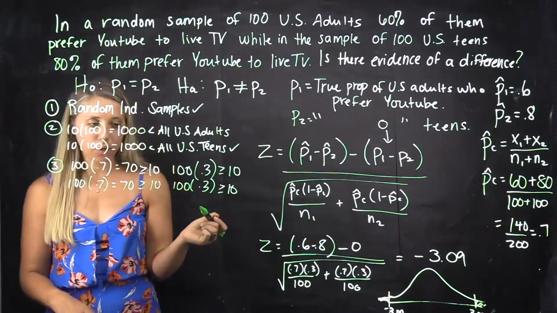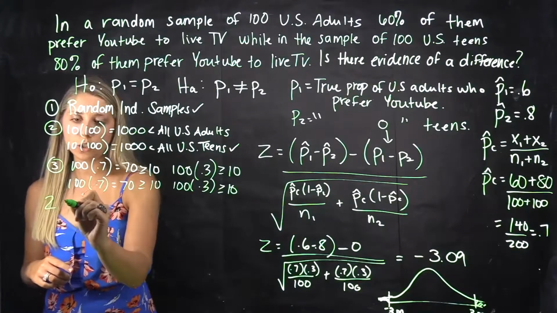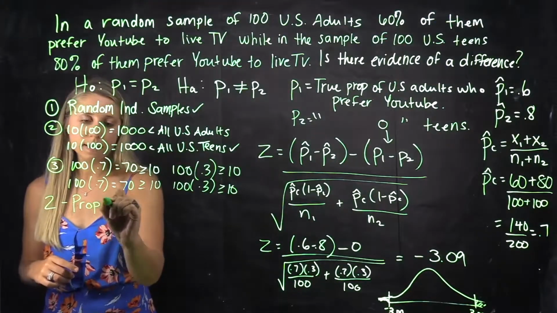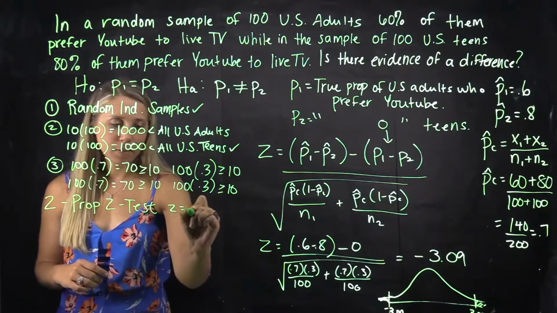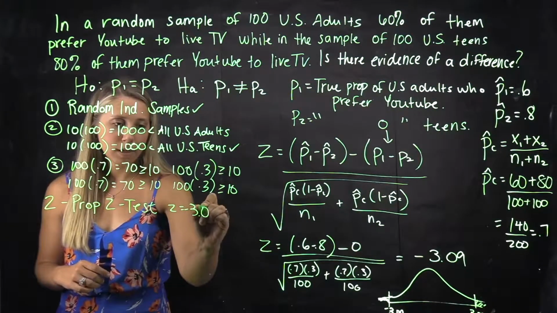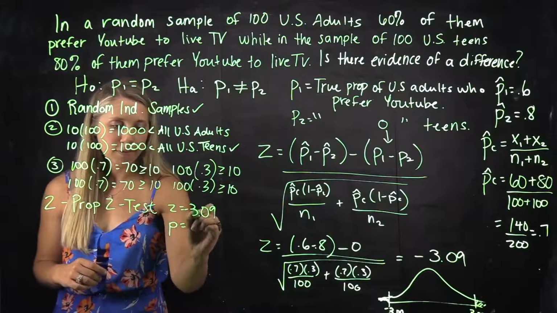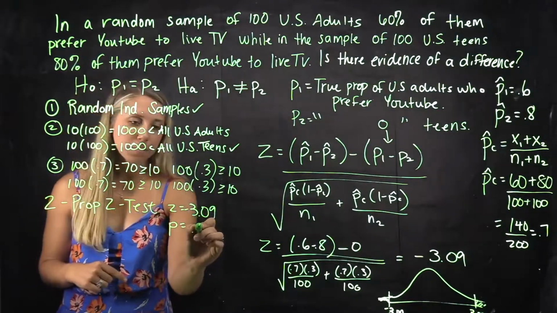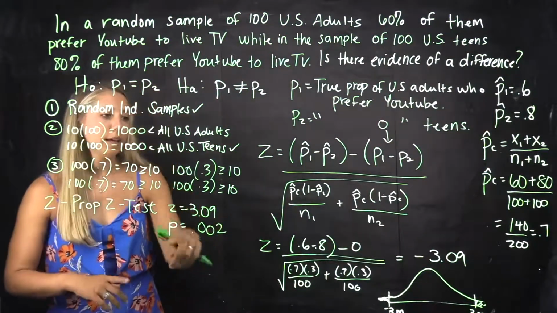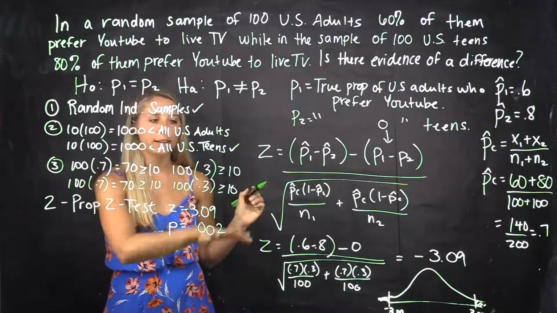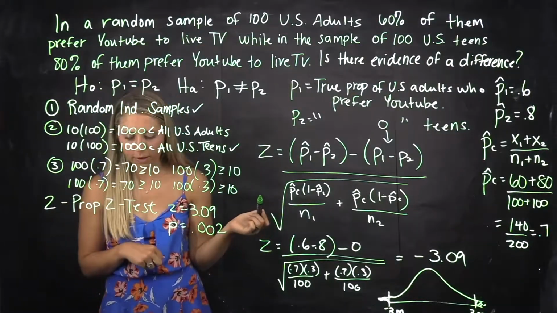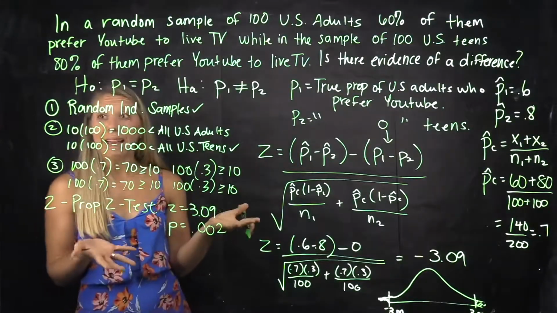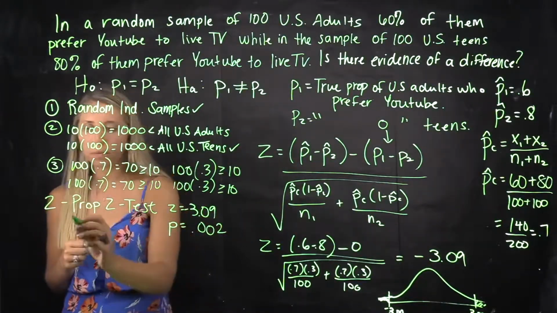If you want to go the quick route and just do 2-prop z test, we have z equals negative 3.09, and your p-value that you get is 0.002. Keep in mind the calculations for the calculator and the actual formula might be a little different, but they should be very close. And our last step is to conclude.